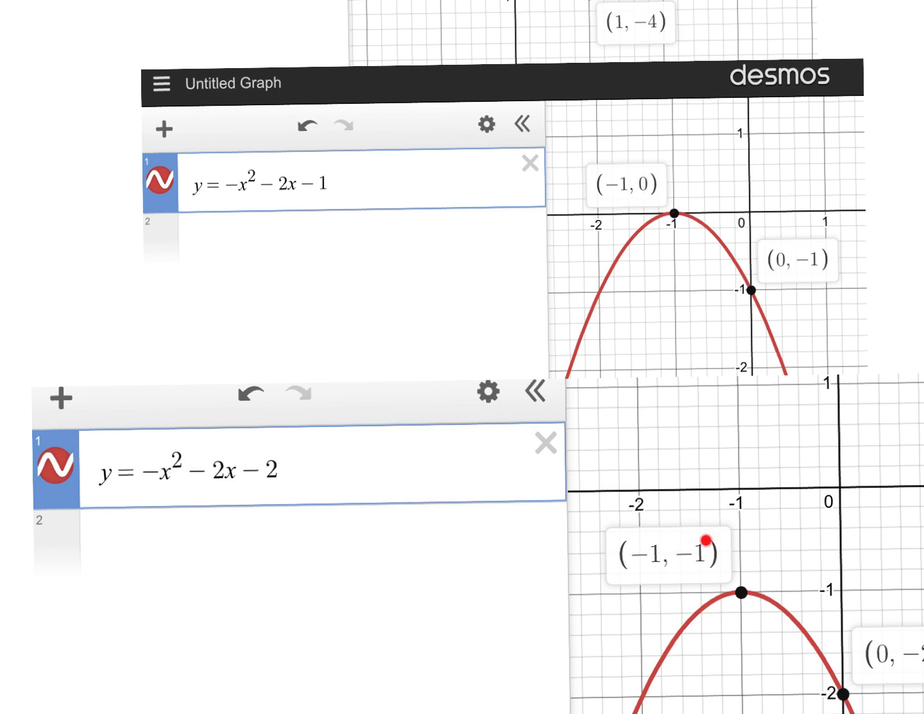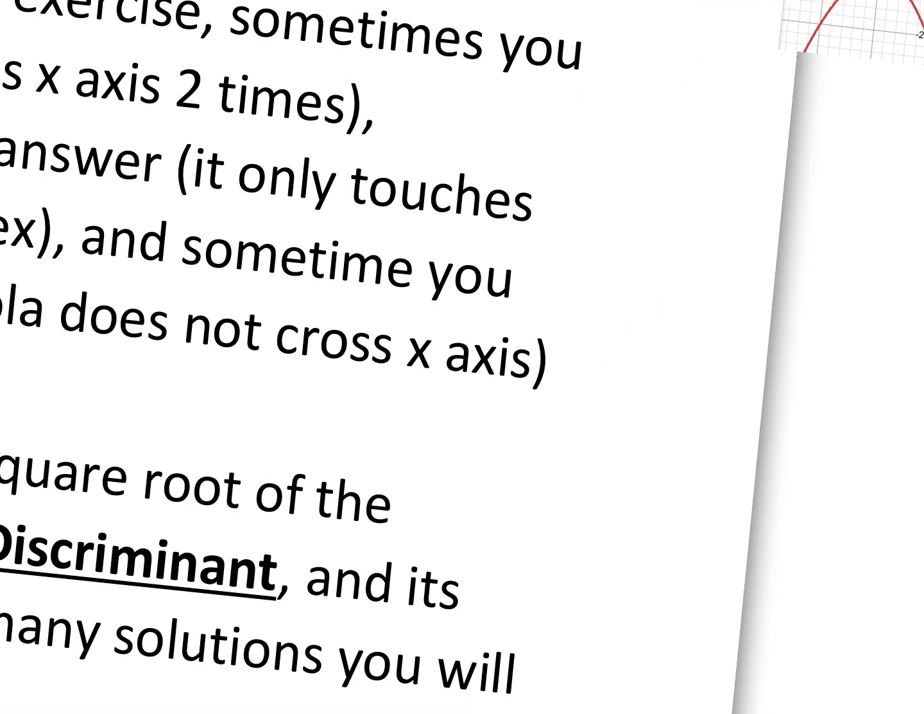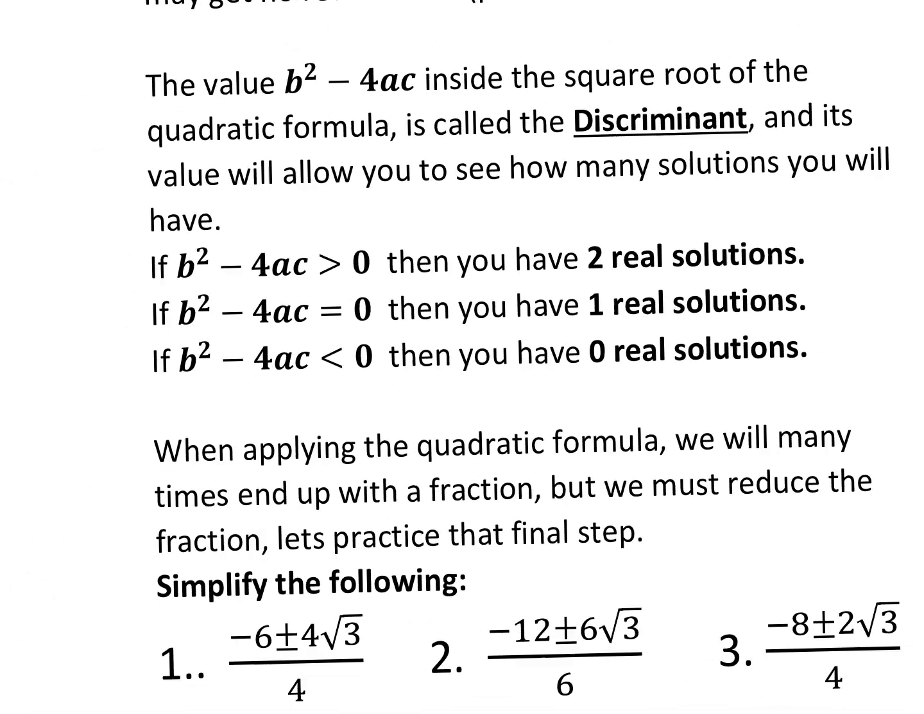And on this one, if I did b squared minus 4ac, that must give me a negative discriminant value. Why? Because that negative discriminant value will give me an imaginary value, which means that there are no real answers. That means that there are no real x-intercepts. I know this might be a little too much for you, but you could read it down here.